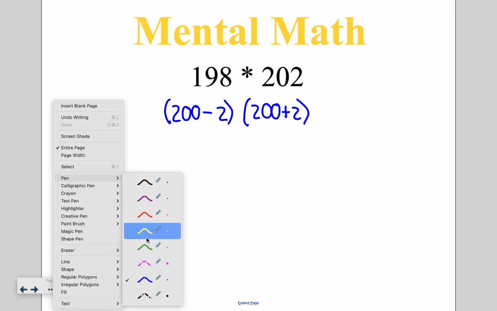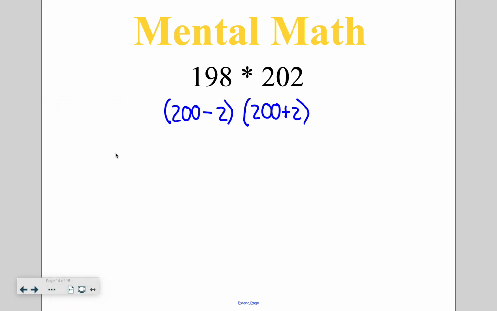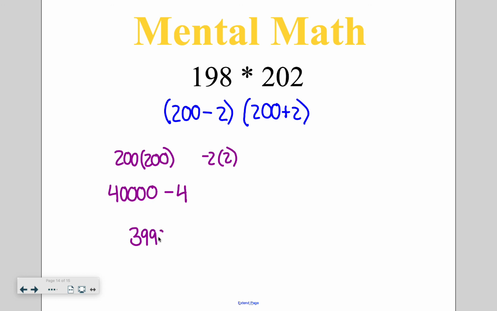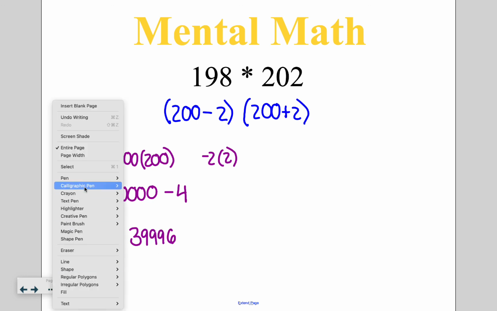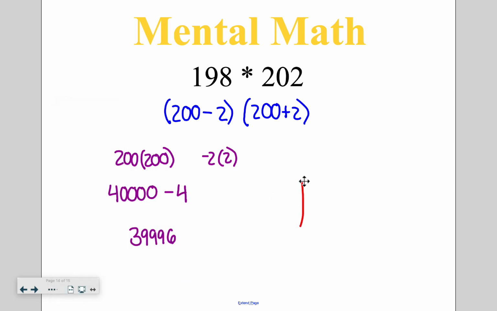So if we are doing that, we then would go through and multiply our two front numbers. So 200 times 200, which gives you 2 times 2 is 4, with 4 zeros after it. And then we multiply our back numbers, which is negative 2 times positive 2, giving us a negative 4. Then all you have to do is subtract your answers. So we got 40,000 minus 4, which is going to give me 39,996.